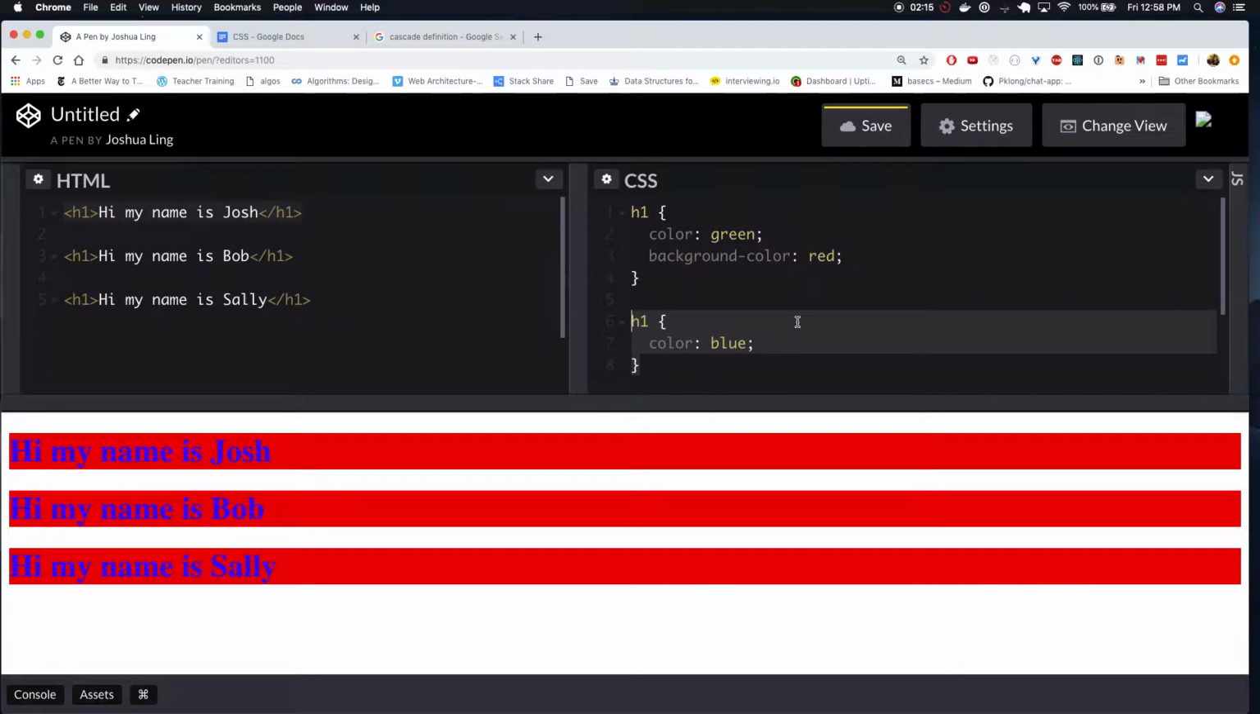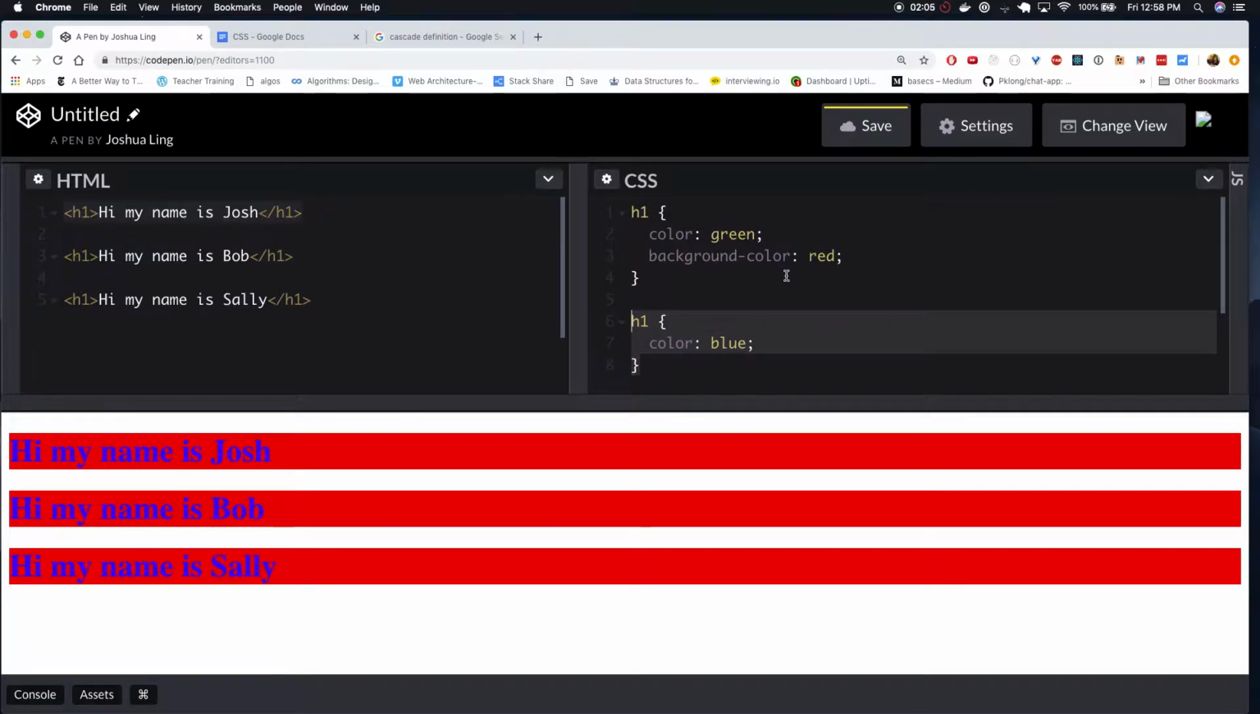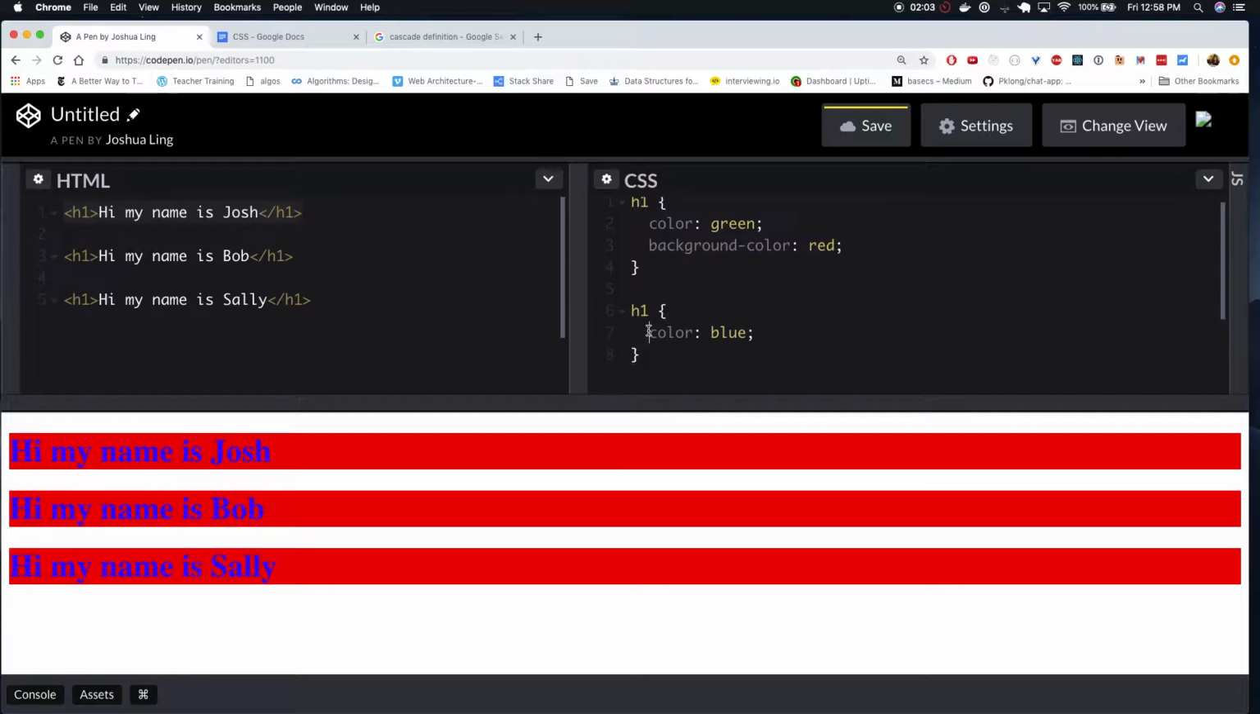H1 elements. So at a very, very basic level for now, you can just understand that cascading means that the last rule to be written on a CSS sheet is going to be the rule that actually is applied to the element. So like, for example, in this case, the color is no longer just green because the last CSS rule that was declared here was that it's actually going to be blue.